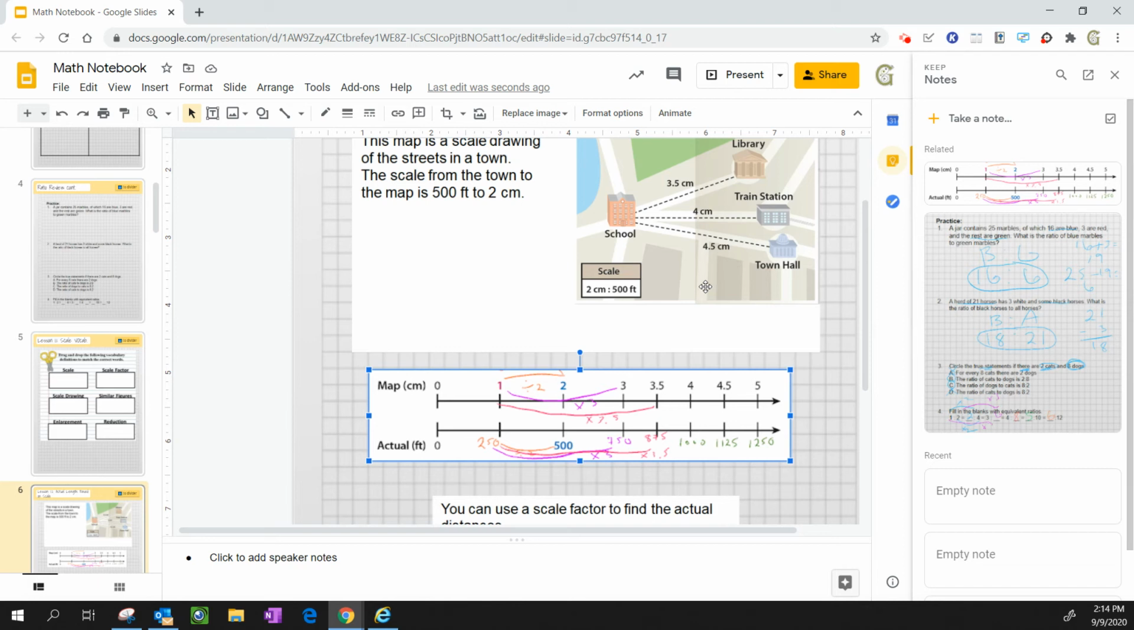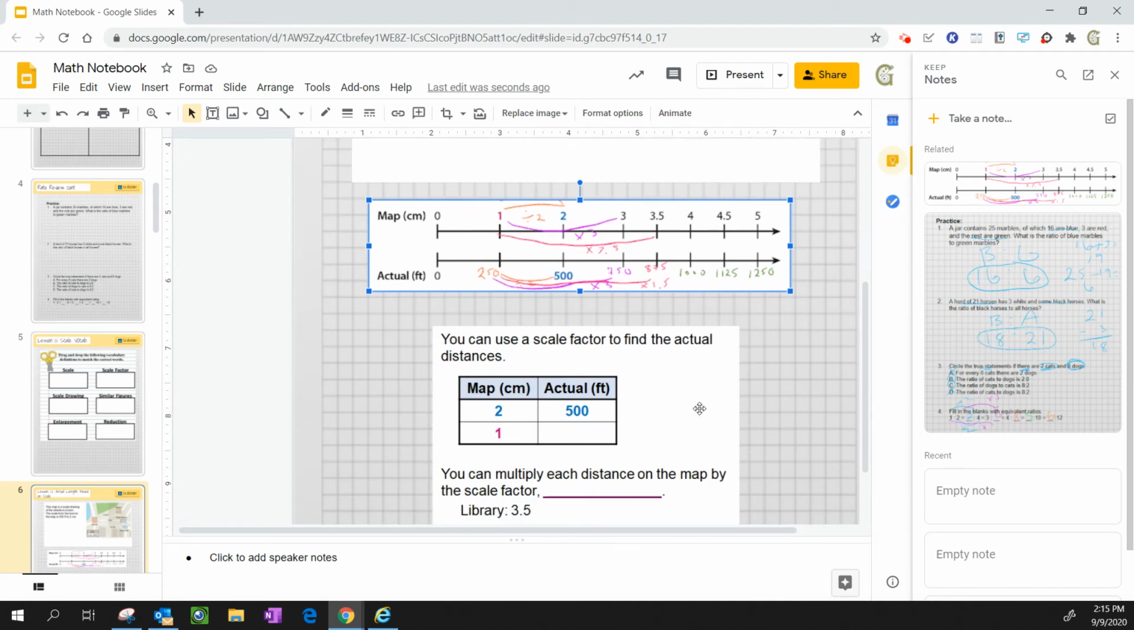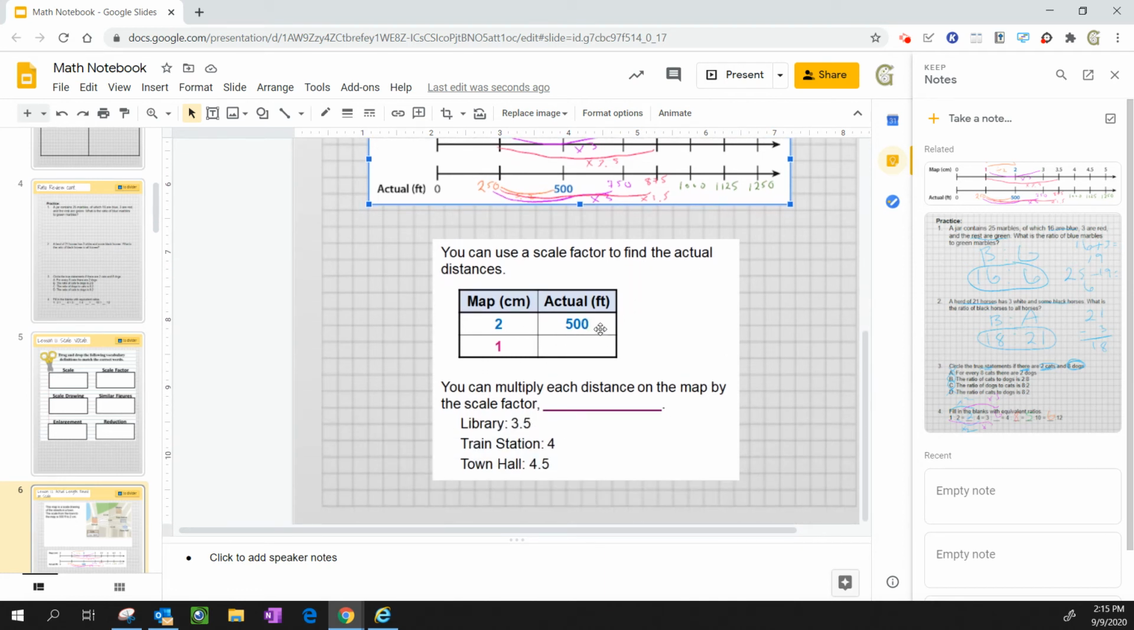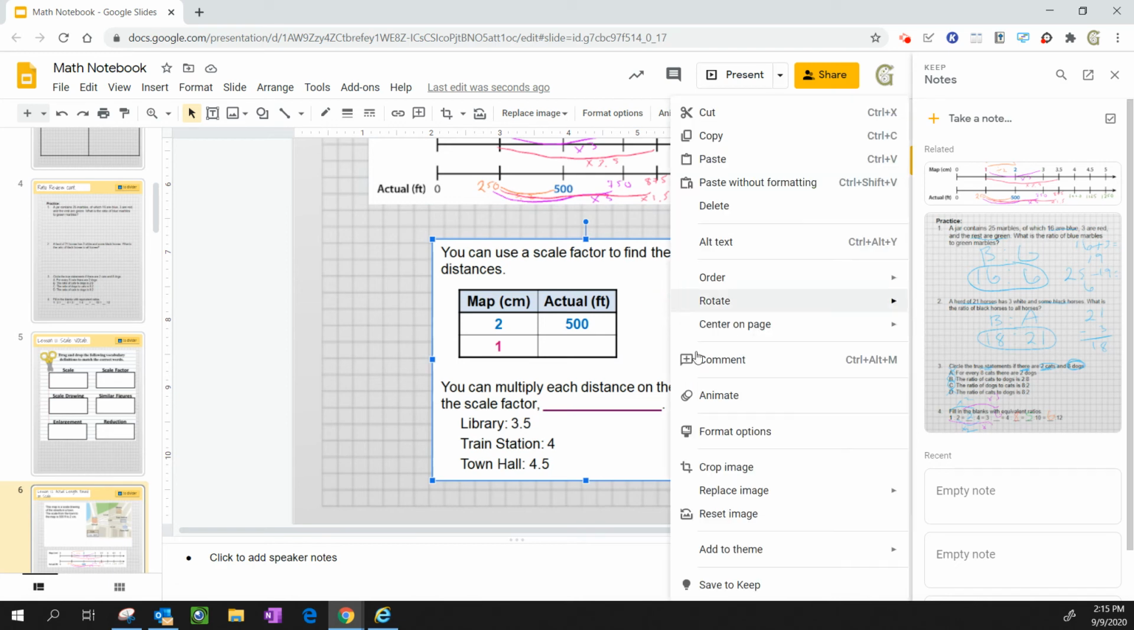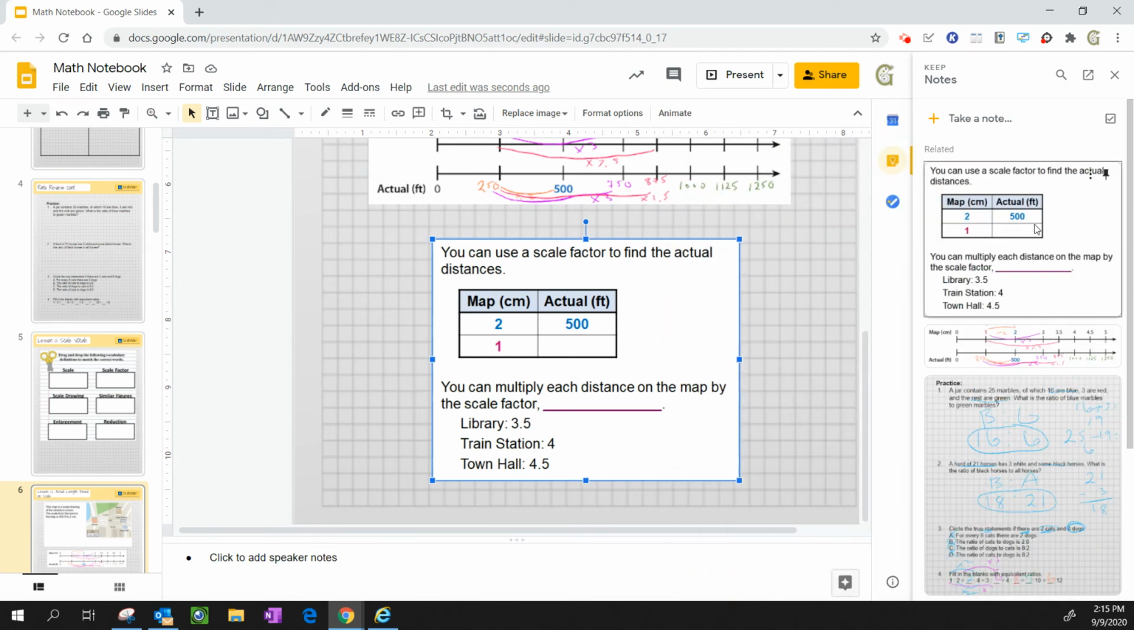And one of them is the scale factor. You might have started to notice when we did the double number line that you had to keep multiplying by the same number, right? We kept doing this times 250 and this times 250 and this times 250 and this times 250 and this times 250. That 250 is a special number in scale, which is the scale factor. And so that is what we could do to figure this out without drawing out the double number line. So again, I'm going to write on this. So I'm going to right click, save to keep, open it up.